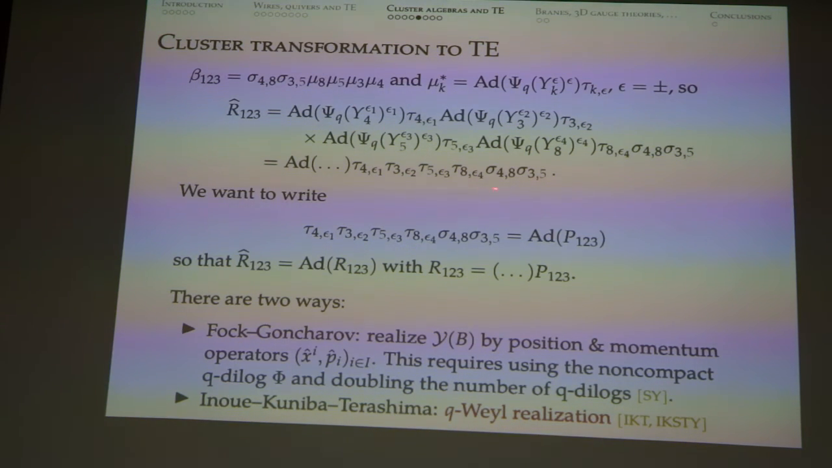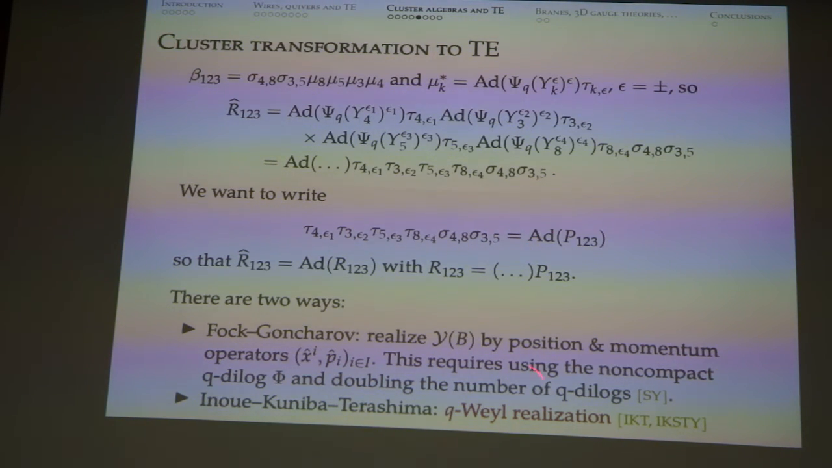The problem is that you have this piece, which is usually not the adjoint action of something. If you can write this piece as adjoint action by some operator P1, 2, 3, then the entire thing, R hat, can be written as adjoint of something, R1, 2, 3, where R1, 2, 3 is this something which sits in here, and this P1, 2, 3. Okay? So when does this happen? How do we do this? Well, there are 2 ways.